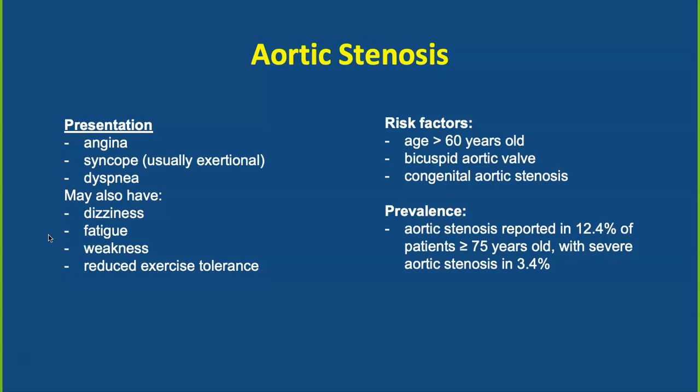Risk factors include older age above 60, and then any condition in which patients might have bicuspid aortic valves or congenital aortic stenosis. And this is reported in 12% of all patients over the age of 75, with it being severe in 3% of those patients. Yeah, aortic stenosis is a fairly common finding in older people, right? So you'd have to think about somebody with a severe to critical aortic stenosis as a cause of syncope.